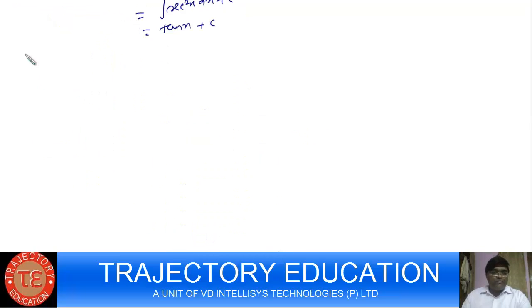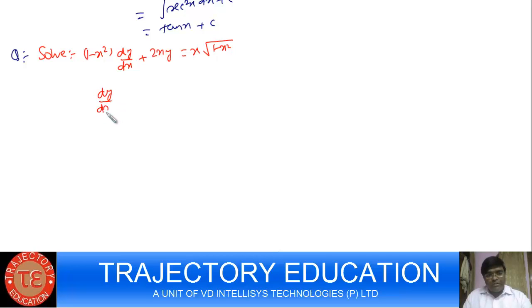Let's go for the next question. Consider this question. Again, you have to write it in a standard form, that is dy by dx plus Py equal to Q. So this is 2x upon 1 minus x square, and this is x upon 1 minus x square, right?